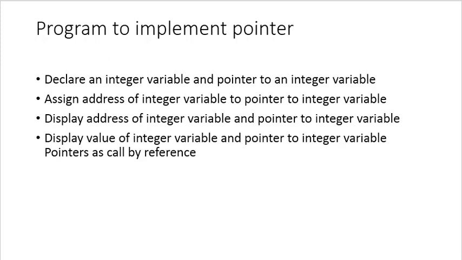So now I will implement a program of pointers for you. Declare an integer variable and a pointer to an integer variable. Then assign the address of the integer variable to the pointer. Then display: we will see what happens if we write a pointer, if we write *pointer, if we write a variable, or if we use the & sign with the variable.